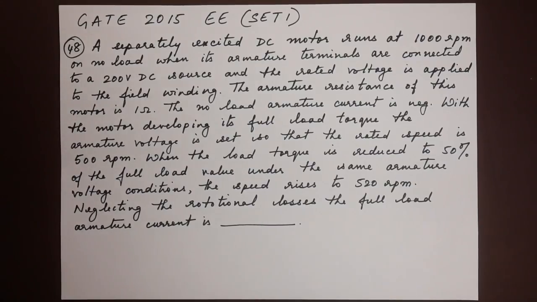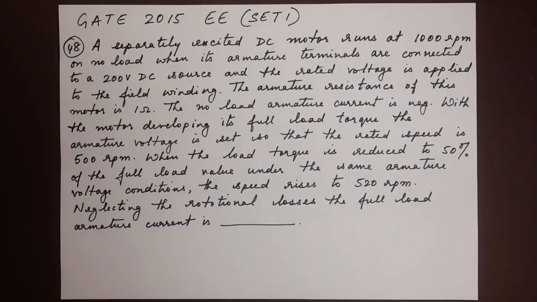Here's the next question, number 48. A separately excited DC motor runs at 1000 rpm on no load when its armature terminals are connected to a 200 volts DC source, and the rated voltage is applied to the field winding. The armature resistance of this motor is 1 ohm. The no-load armature current is negligible.